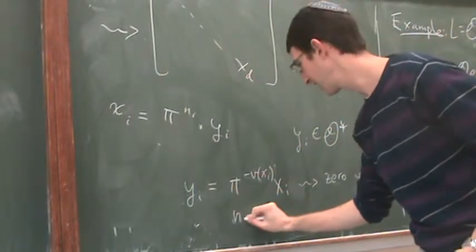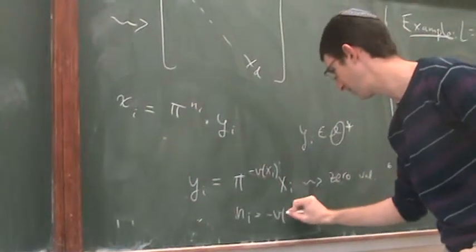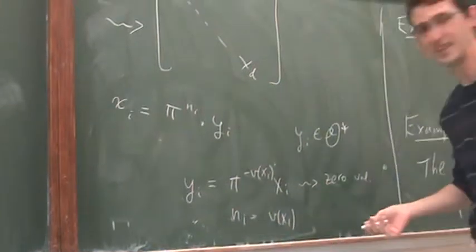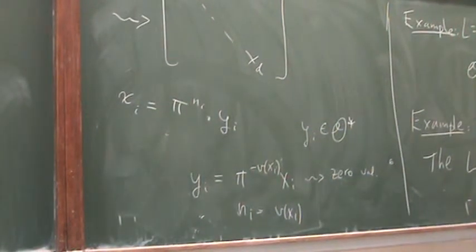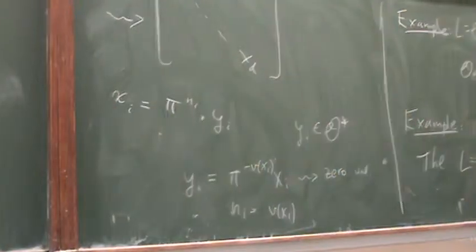And well, you take ni to be minus v of xi. I'm sorry, you take ni to be v of xi. So you could always end up having powers of pi.